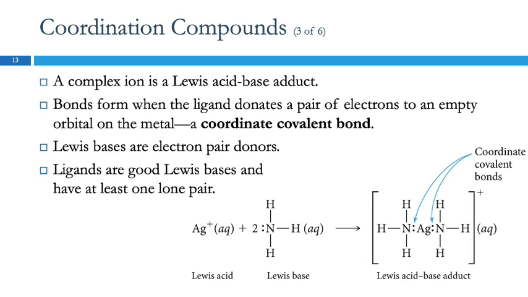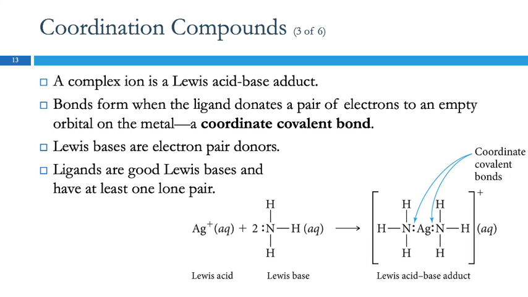So a complex ion, that's the metal ion with its ligands, is a Lewis acid-base adduct. Remember, in Lewis acids and bases, we have electron pairs that are being donated, right? So here we have a silver ion, and it has no valence electrons. And a Lewis base, like ammonia, each nitrogen has a lone pair.